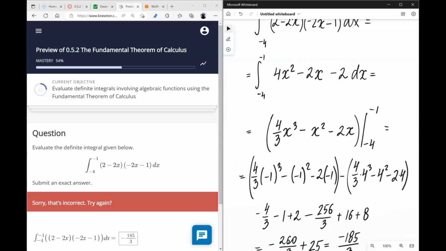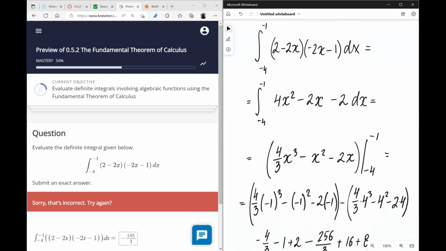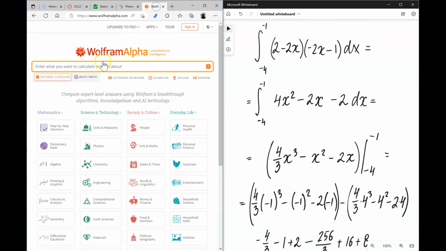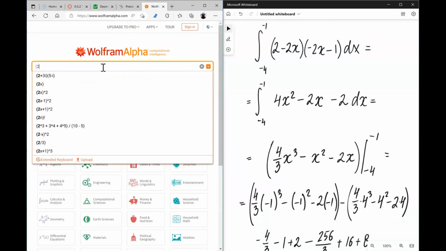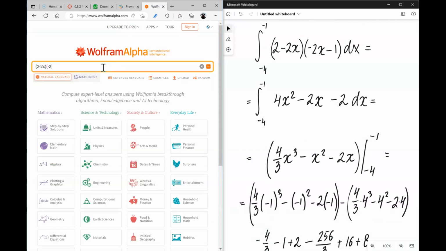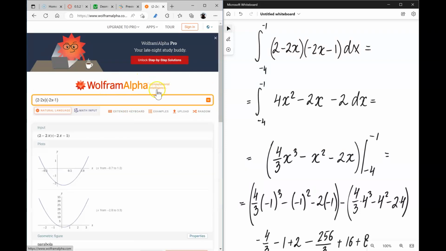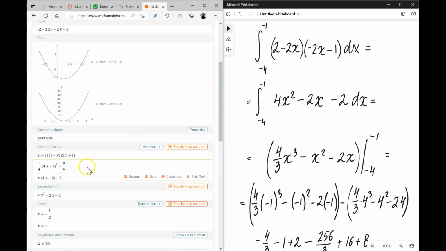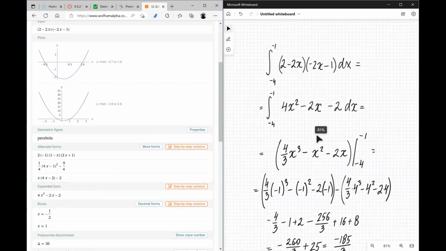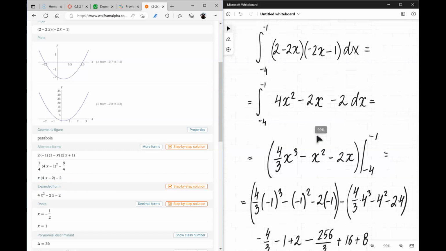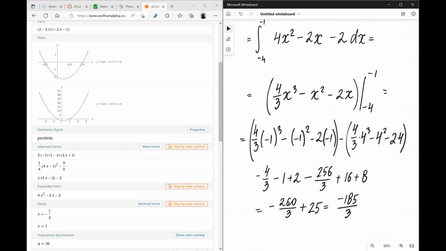So let's check the work. First of all, did I distribute it correctly? I'm going to use Wolfram Alpha for that. 2 minus 2x times negative 2x minus 1. Let's see. 4x squared minus 2x minus 2. I did distribute it correctly. I see what I did wrong. I should have plugged in negative 4, not just 4.